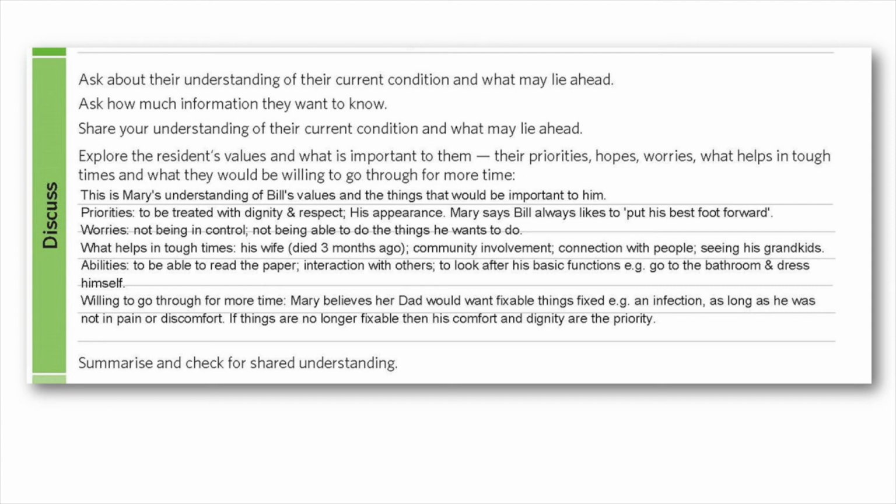Wherever you can, I also suggest capturing the actual words used by the person. For example, here I've put, Bill always likes to put his best foot forward. It really just helps to give a sense of the person that we're talking about.